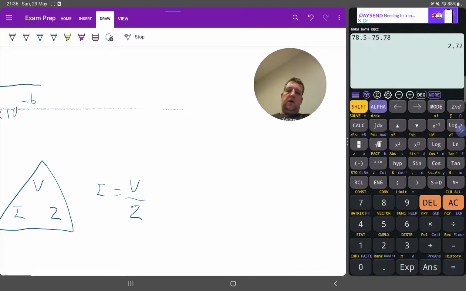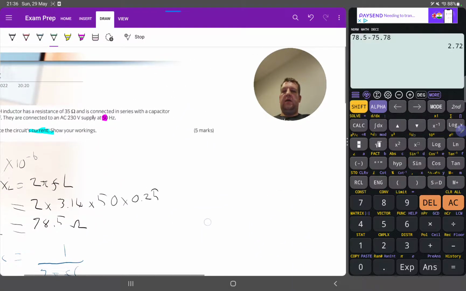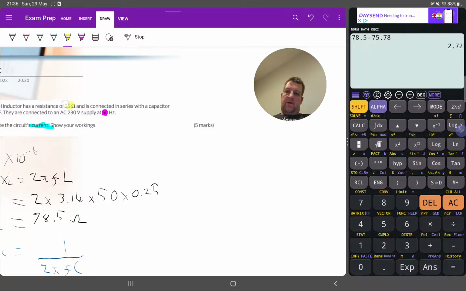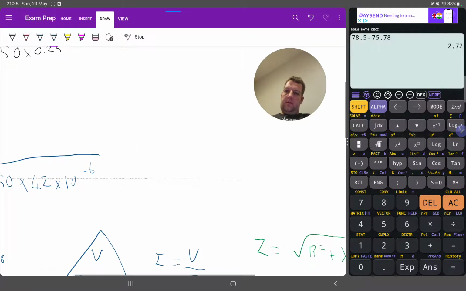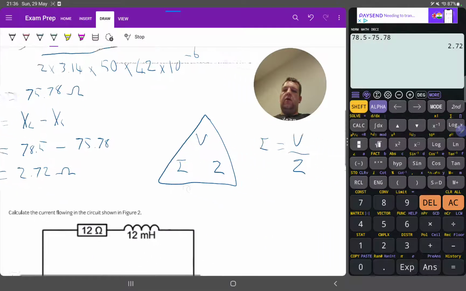So I'll move across over this side. So let's change the pen so we can track this. So Z equals the square root of R squared plus X squared. So nice straightforward Pythagoras. Everyone's familiar with Pythagoras. So R is what we're looking for. So we look back to the question, resistance, which is your R, is giving us 35 ohms. So square root of 35 squared plus X squared. So X we worked out as 2.72.